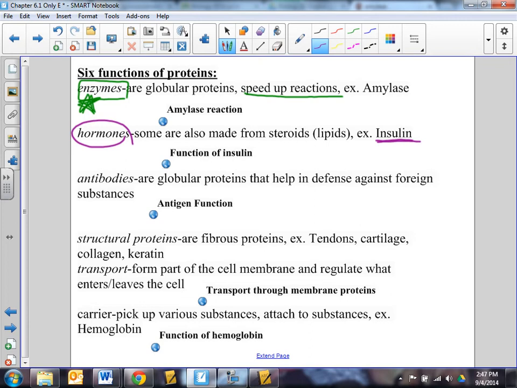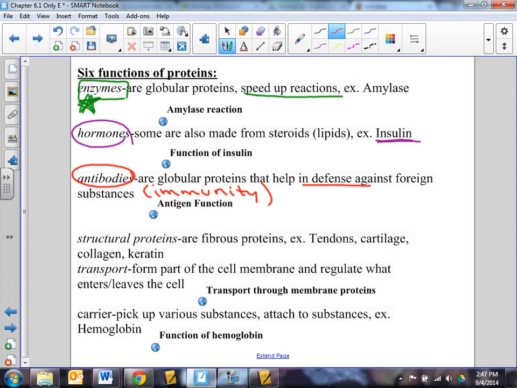The third function of proteins that interests us is that they can be antibodies. Antibodies are something we'll discuss quite specifically when we do chapter 8, when we talk about your blood, because antibodies are proteins that help in defense against foreign substances. So if I were to write the word immunity, that's what an antibody is helping you do.